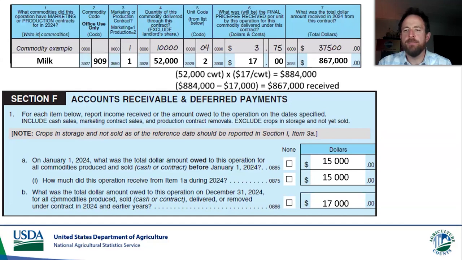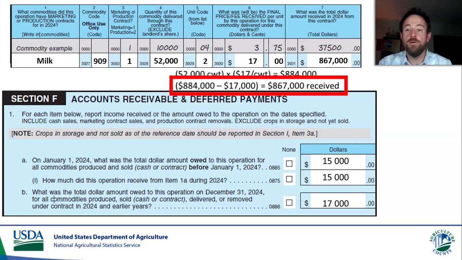Let's tie this back to the marketing and production contracts section, with some quick math. As we stated earlier, dairy farmers are usually in a position where they are owed money on a contract. If a dairy producer sold 52,000 hundredweight of milk in the reference year at $17 per hundredweight, the total sale under that contract is $884,000. But since he hadn't been paid yet for the final week of deliveries, the amount received during our reference year is $17,000 less than that.